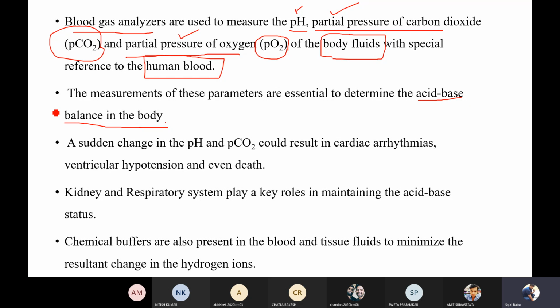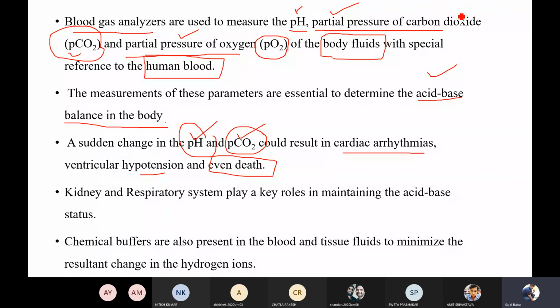Otherwise, what happens? Let us see what happens if there is a change in the pH. If there is a change in the pH, or a change in the PCO2, then it may lead to cardiac arrhythmias or hypotension, or it may even lead to death of the person. So you have to remember that the pH and PCO2 should be maintained in a balanced way in your body. It is very important. The acid base balance in the body is a very important parameter, and this can be measured by measuring these three parameters.